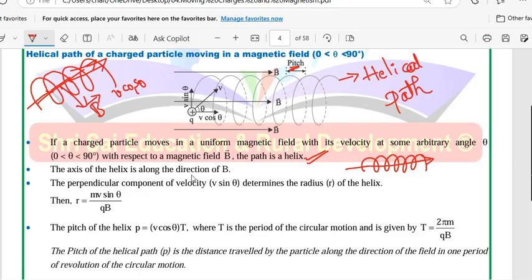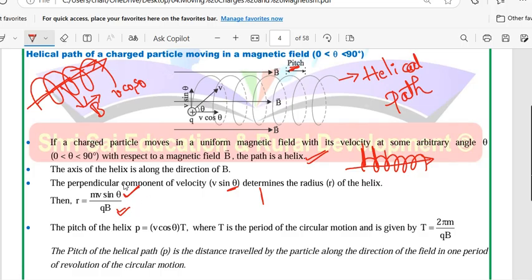But the perpendicular component of velocity, that is v sin theta, determines the radius of the helix. If you consider it like this, it will determine the radius of the helix, that is r = mv/qB. Since it is in the direction perpendicular to the magnetic field, we write it as r = mv sin theta / qB.